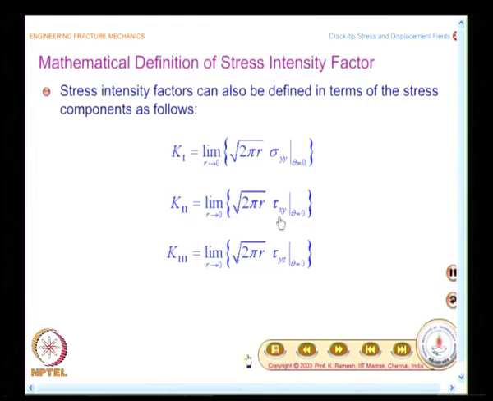Here you take the role of shear stress tau xy. For the stress intensity factor K3, you look at the anti-plane shear stress tau yz. So, this brings out the essential difference between stress concentration factor and stress intensity factor.